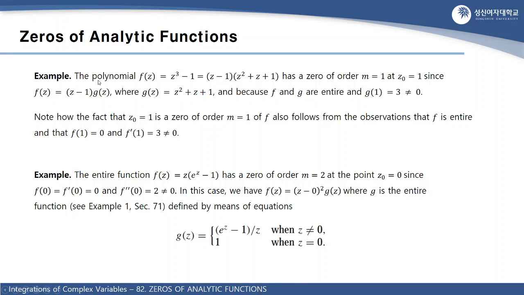The first example is the polynomial f(z) = z³ - 1 = (z - 1)(z² + z + 1), which has a zero of order m = 1 at z₀ = 1, since f(z) can be expressed in two parts: (z - 1) times g(z), where g(z) = z² + z + 1.